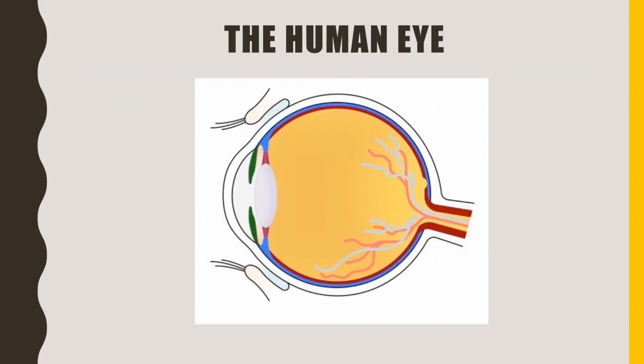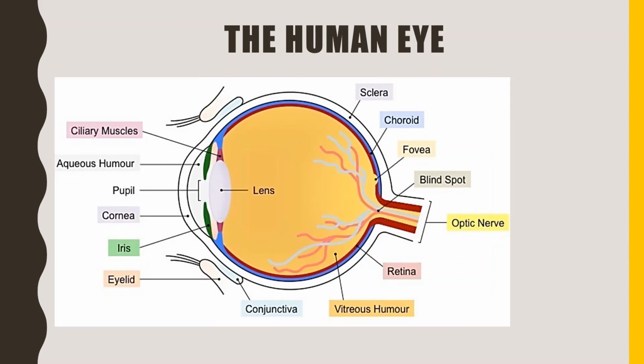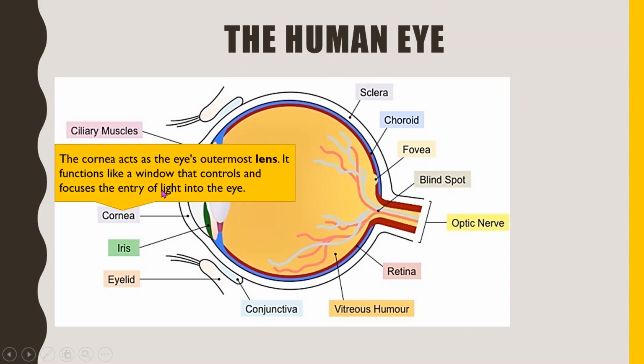Okay, let's begin. This is the human eye. These are the various parts of the human eye which we have here. To begin with, the first part of the human eye is the cornea. So the cornea acts as the eye's outermost layer. Its function is like a window that controls or focuses the entry of the light into the eye.